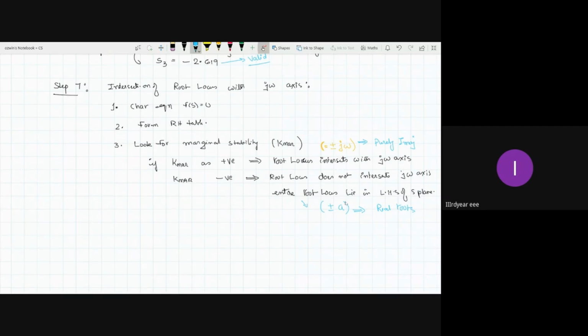Enough of talking. Let's find the values, then you will understand. So we'll create the RH table. For that, you should have your characteristic equation. We have already found the characteristic equation in the previous step, right? So I'll do it here itself.